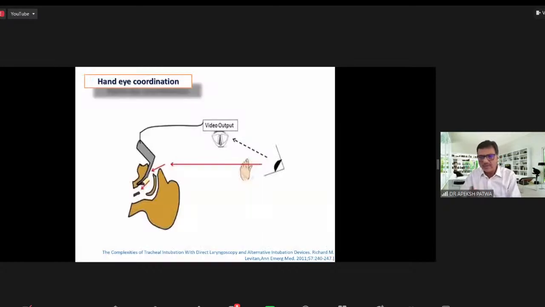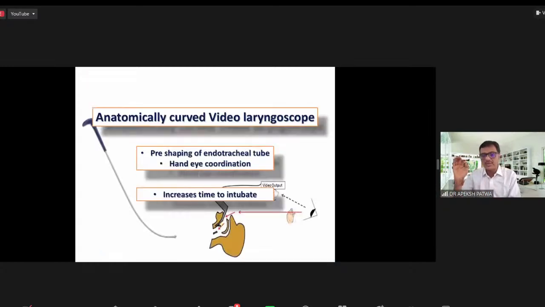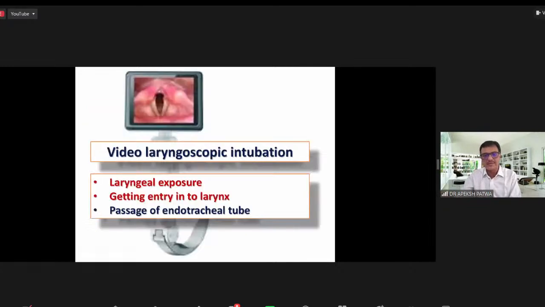Another problem with video laryngoscopy: few video laryngoscopes have the screen on the top, few have it on the table. And you need to do the intubation and laryngoscopy in the oropharynx looking at the screen, and you need to frequently change your eyesight from screen to oropharynx, oropharynx to screen. That requires hand-eye coordination. So because of two things, pre-shaping and hand-eye coordination, it increases the time to intubation compared to direct laryngoscopy.